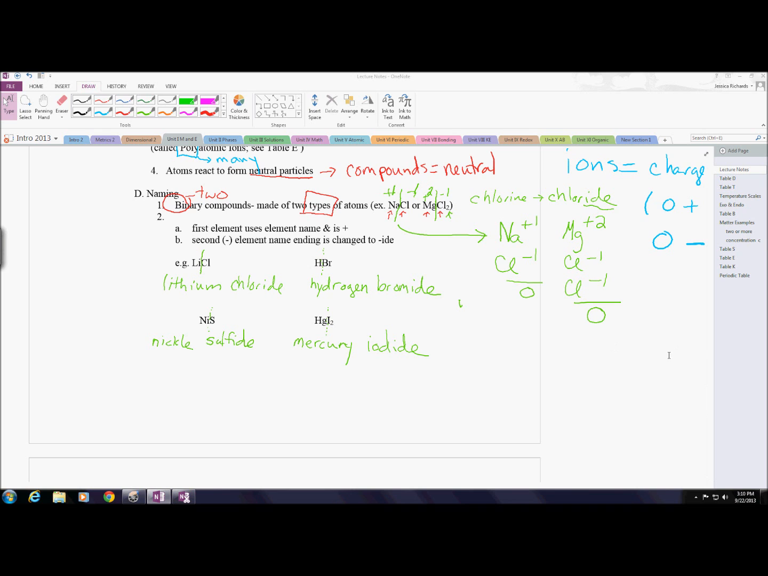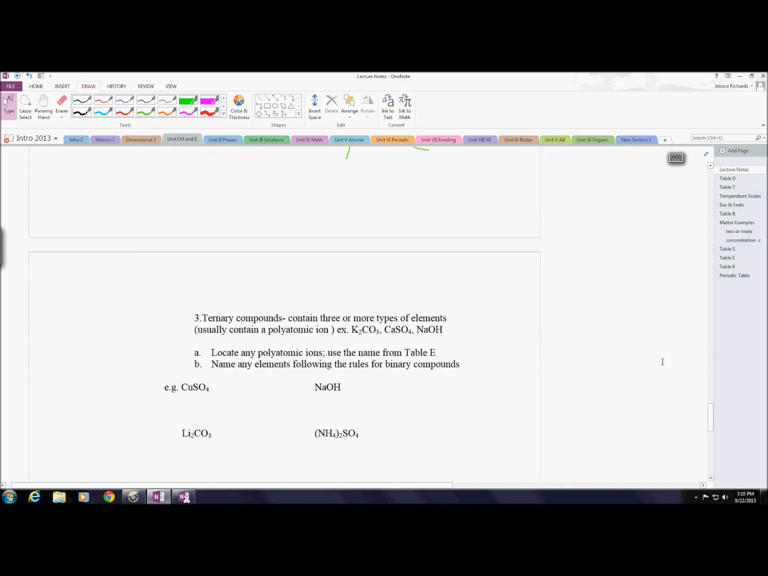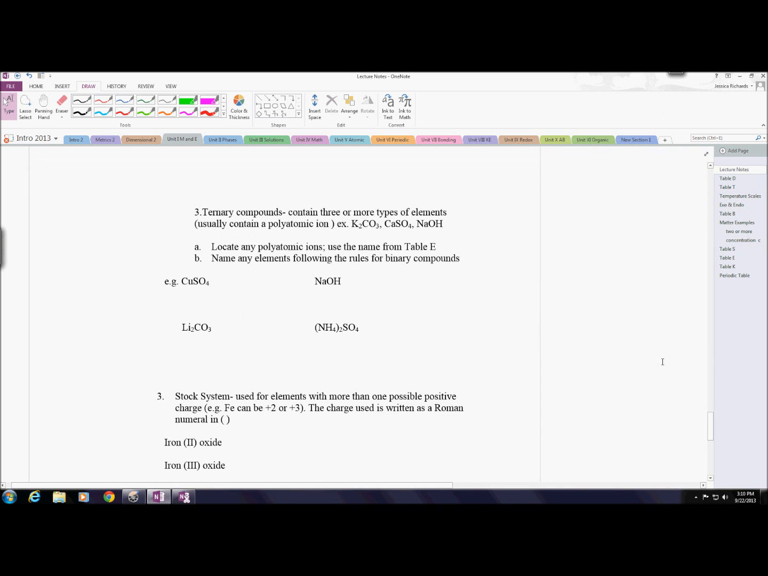The next category of compounds are ternary compounds. And ternary compounds contain 3 or more types of elements. So the easiest way to pick out a ternary compound is to again count capital letters. So capital K, capital C, capital O, 3 capital letters. This is a ternary compound. Ternary compounds typically contain a polyatomic ion.